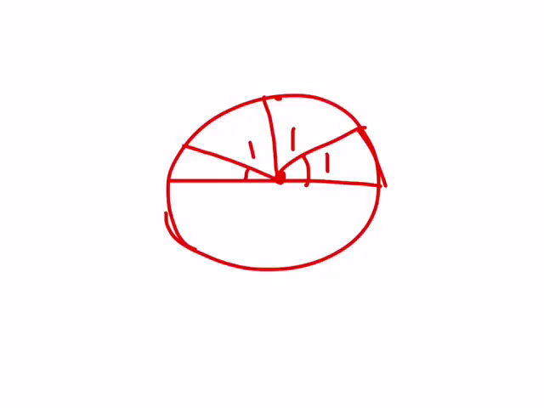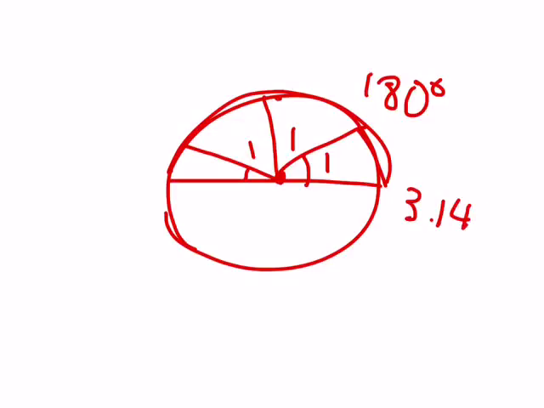And what's amazing is that halfway around the circle, which we like to think of as 180 degrees, is equivalent to 3.14159 ... radians.